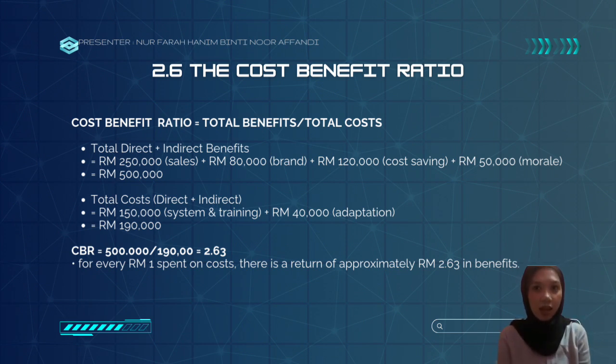On the other hand, the total cost comes to RM 190,000. This includes RM 150,000 for system development and training, plus RM 40,000 for adaptation. When we divide benefit by cost, the ratio is 2.63. This means that for every RM1 spent on this system, the company gains approximately RM 2.63 return.